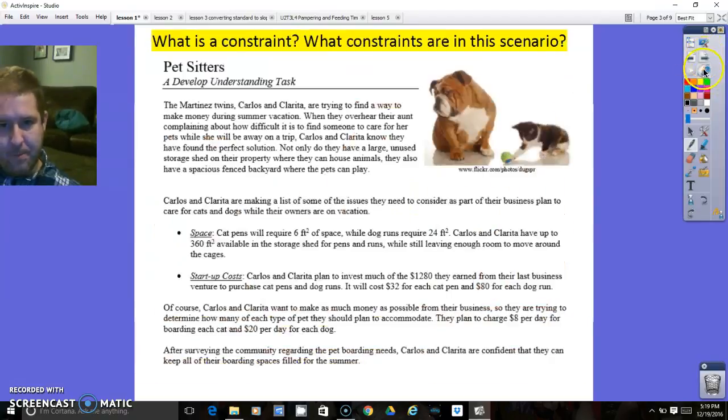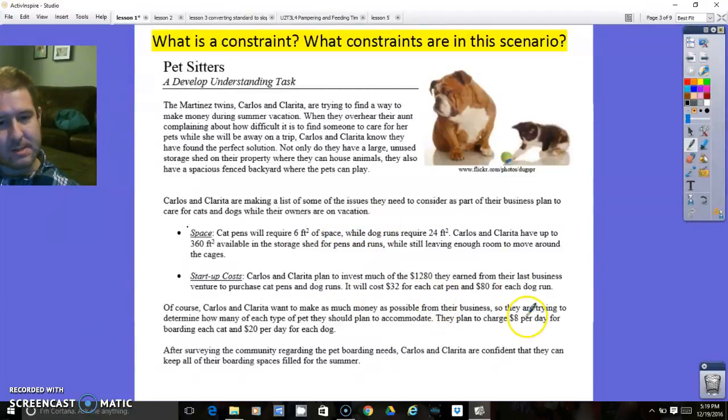Okay, so in this we're going to be starting a business. We're going to be starting a pet sitting business. So we're going to have two different constraints. A constraint is something that limits you. So in this case, we're going to be limited by space and startup costs. So what I'm going to do is write two inequalities that represent each one of these constraints.